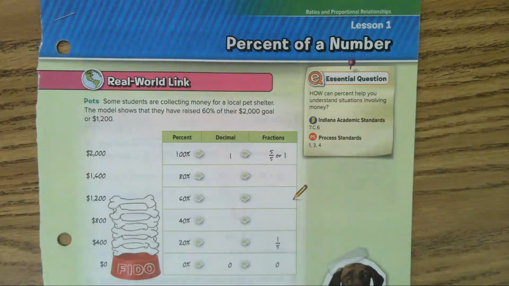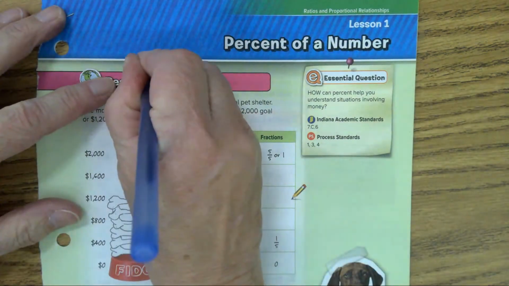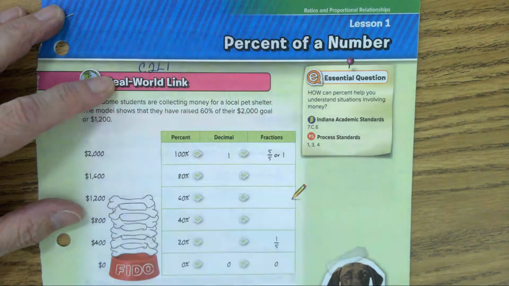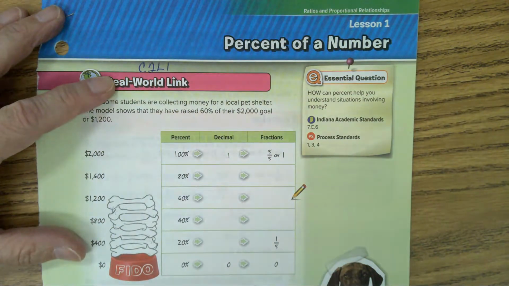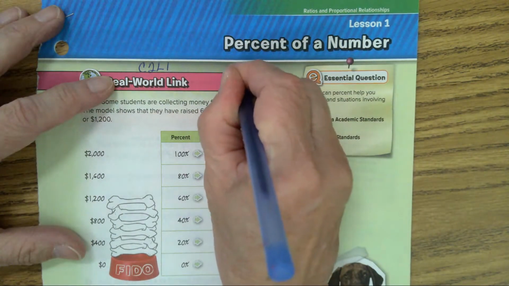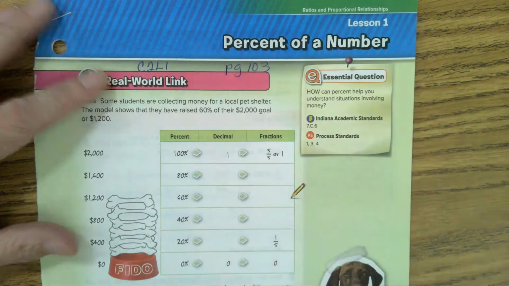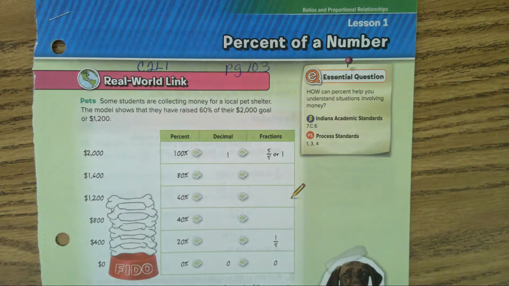Okay, so today we're going to start a new chapter. We're going back to chapter 2. This is chapter 2, lesson 1, and it is located on page 103. Percent of a number. That is what we're going to be doing today.